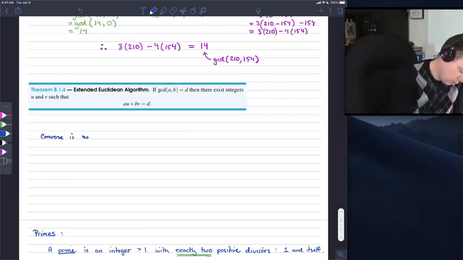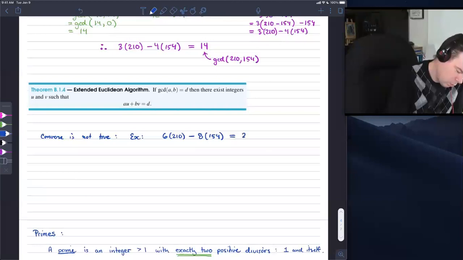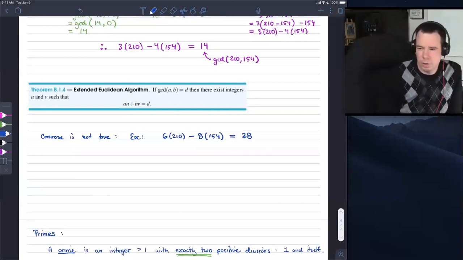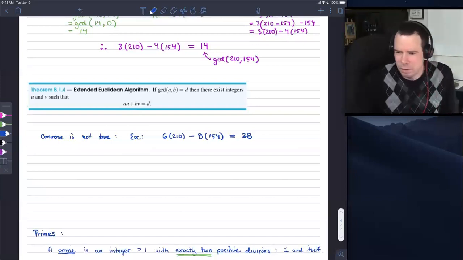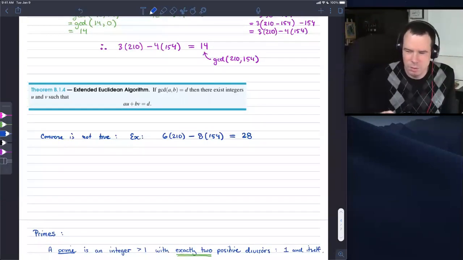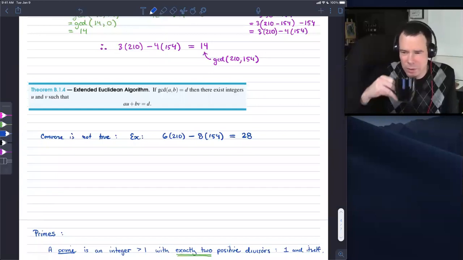The converse is not true. For example, I'm just going to build off of my previous result. 6 times 210 minus 8 times 154 is equal to 28. So I just multiplied everything by 2. Therefore, we do have two integers, 6 and -8, such that the linear combination of 210 and 154 with those two integers as weights gives me 28, but 28 is not the GCD.